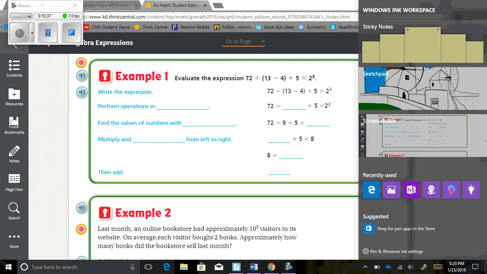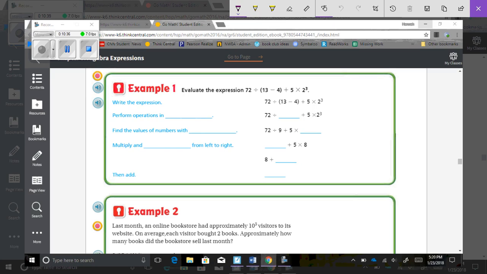Example 1. Evaluate the expression 72 divided by 13 minus 4 plus 5 times 2 to the third power.